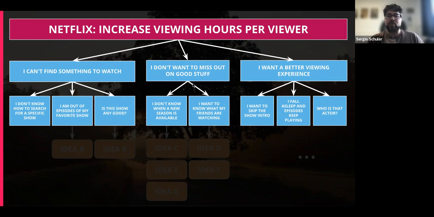And then these are broken down into sub opportunities. Like, I can't find something to watch. Okay, I don't know how to search for a specific show. So obviously I can't find something to watch. Or I am out of episodes of my favorite show. Okay, so that's over. So why would I watch Netflix? Is the show even any good? So I'm selecting shows, but I am not certain and I don't want to lose my time, and all this. And this is ad infinitum.